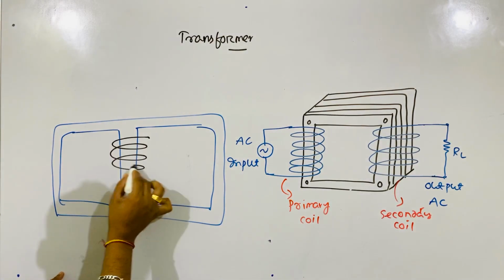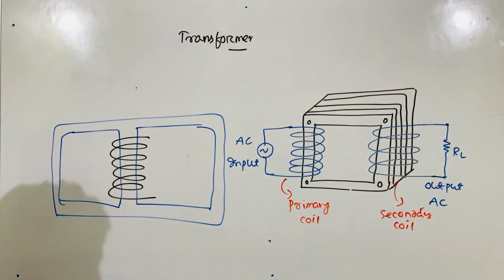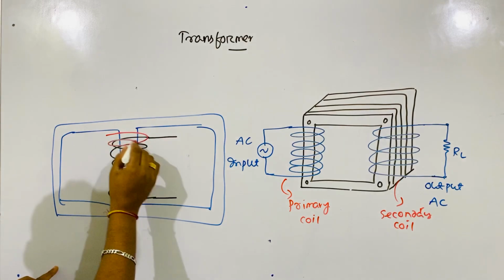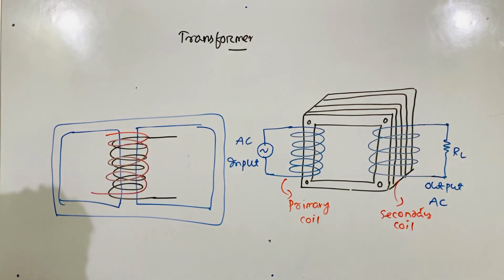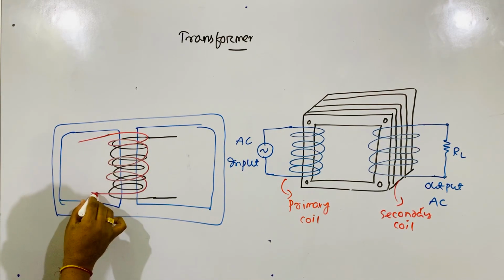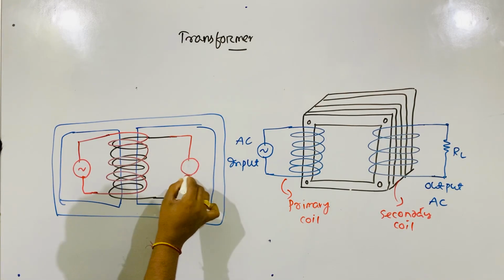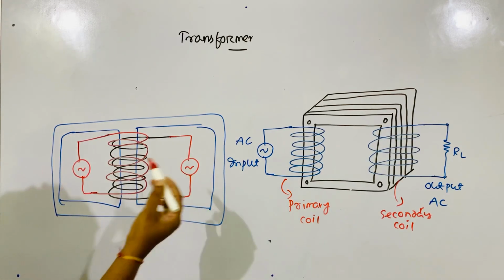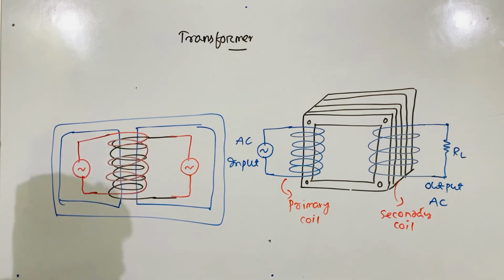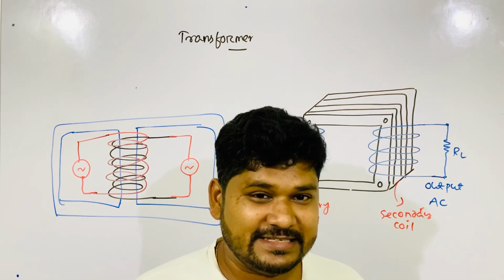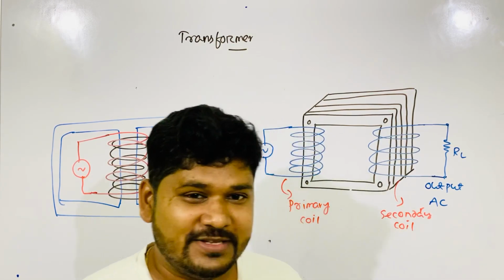Here one coil, this is one coil, and on the same arm another coil. On the same arm, you see. So they are connected like this. Here you give input AC, and here you get output AC. On the same arm it is connected. I know you have already judged in which case the better performance will come.